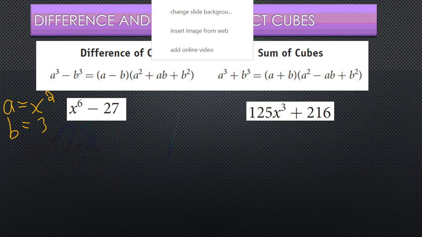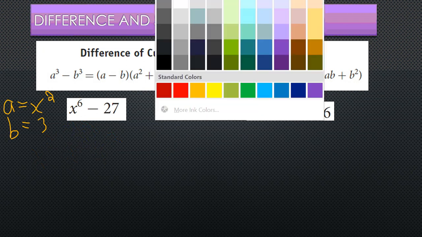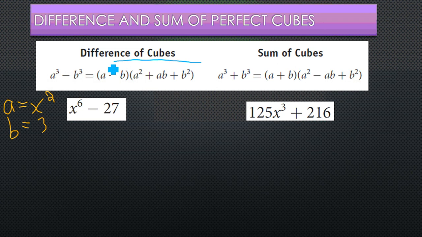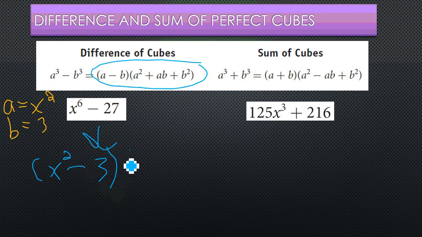I'll highlight that for you guys. So we're going to just highlight. We're going to follow this pattern right here because we have a difference of cubes. Okay, so this one factors. It's x squared, which is a, minus b, which is 3. And then we're going to do a squared. Now, a is x squared, so what's the square of that? Well, that's x to the 4th. And then we're going to put a plus. And then a times b is going to be 3x squared because it's x squared times 3. And then we're going to do b squared. Now, b was 3, so we're going to put a plus 9 there.